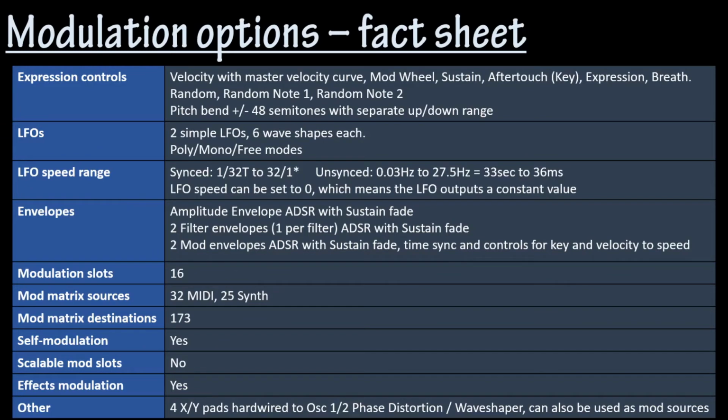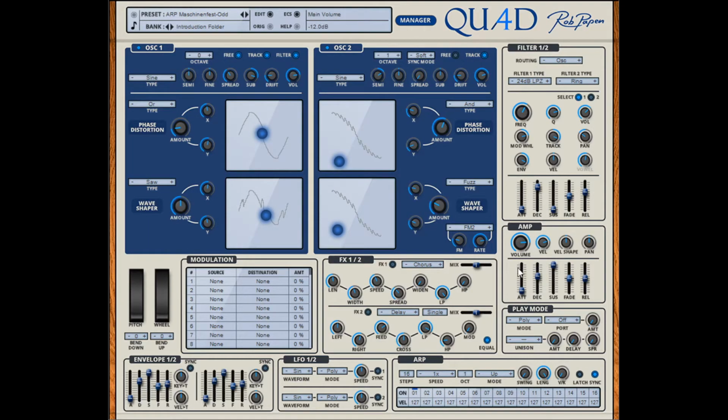The next thing we're going to look at is the modulation section. The modulation section covers quite a few panels on the synth. Let's start by talking about the amp section over here, where you have the volume and velocity controls, the velocity shape as well for velocity curves, and the basic pan control. You have an amp envelope with attack, decay, sustain, fade, and release.